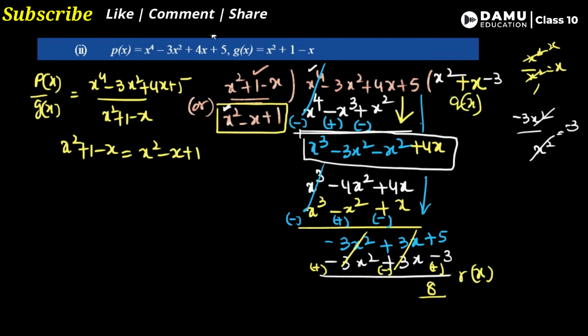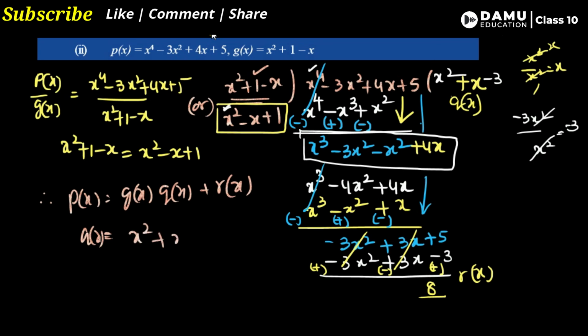Therefore, what you can write here is p of x will be equal to g of x into q of x plus r of x. This is the remainder theorem. So division algorithm. So p of x, that one you can write as g of x into q of x, where the quotient is x square plus x minus 3, then remainder r of x will be equal to 8. So these are the values we need to find. We can substitute here also. Like this we need to find.